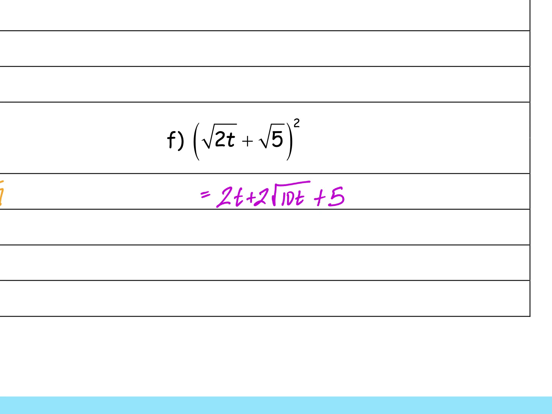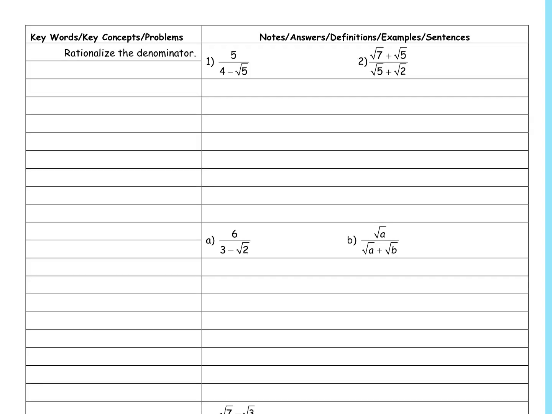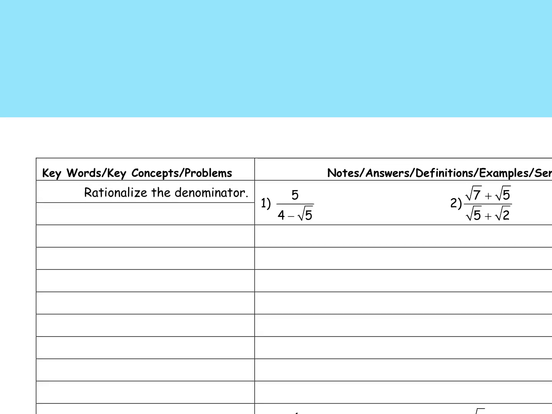T plus 10t is 2. Okay, yeah. Are you okay with that? Not too bad? Awesome. I know I keep saying too bad. Sorry. So on the last one they want us to do is rationalize the denominator again.